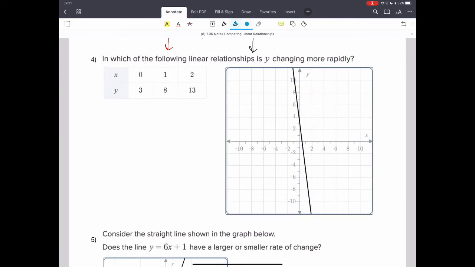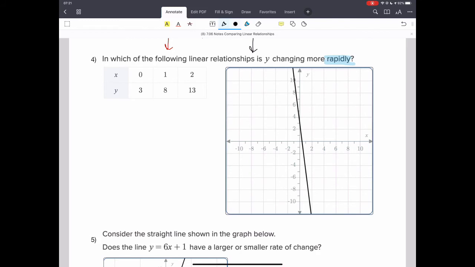In our fourth example, we're asked in which of the following linear relationships is y changing more rapidly? So don't fall into a trap here. We're not asking which one has the faster increasing. We're asking which one's changing more rapidly. So one could be increasing, the other linear relationship could be decreasing. Which one's changing more rapidly? Right? Is one decreasing at a faster rate than the other one is increasing? So let's have a look at these.